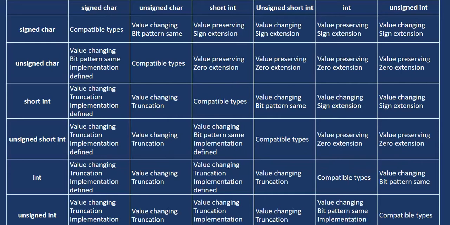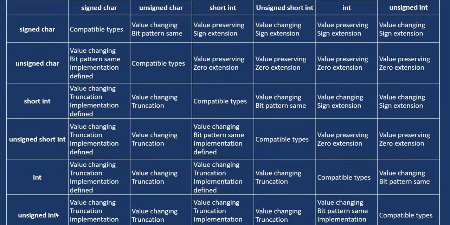So here is the chart of conversion between different data types. Diagonally you can see the compatible types, definitely it will be there because it's a matrix. And you can see sometimes, say here, unsigned char to signed char. So what will happen? Unsigned char means 8 bit, signed char means 7 bit. So the value will change. So in this way, whenever you find where we are trying to store a data type which has higher size into a lower size data type, there is a value change, right?